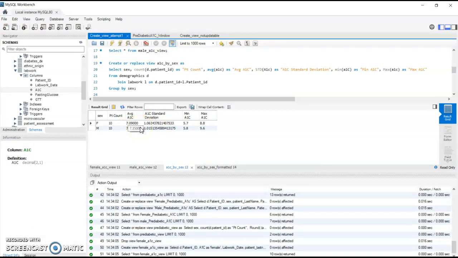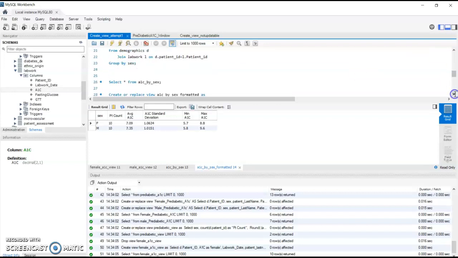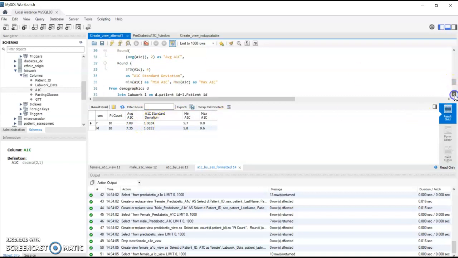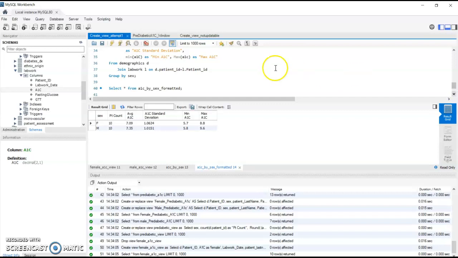Looking at the resulting view, there's one more step that I can do to make it a little bit easier to use or visualize, and that is actually round those numbers. I rounded the A1C and the standard deviation. So you can see that I used some round subqueries to the 100th place for the average A1C, which is a little bit nicer to look at. I'm dropping those zeros to the right. And rounding my standard deviation to the 10,000th place, making it a little bit nicer to look at. And I call this A1C by sex formatted.